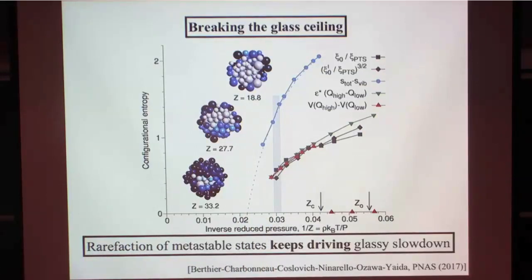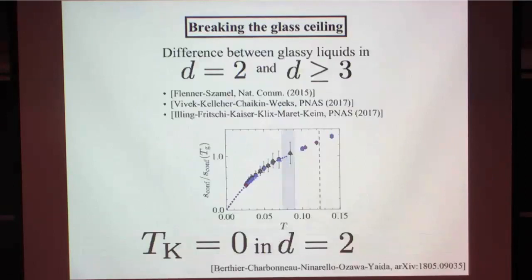And the message of this paper that we published was that this picture, that the rarefaction of metastable states drives the glassy slowdown, keeps holding even below this glass ceiling. Some people were conjecturing that maybe it's going to stop around or beyond the glass ceiling, but that's not the case. So it's more evidence that this picture is a correct way to think about it. And another thing that we did is that this swap algorithm also applies in 2 dimensions.